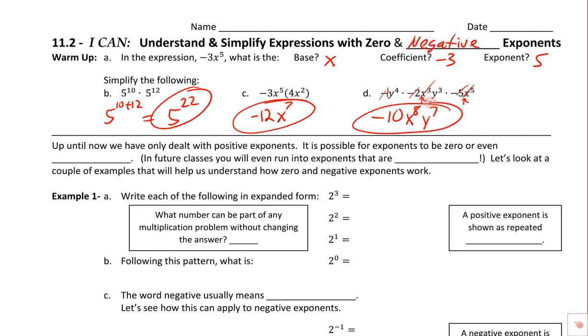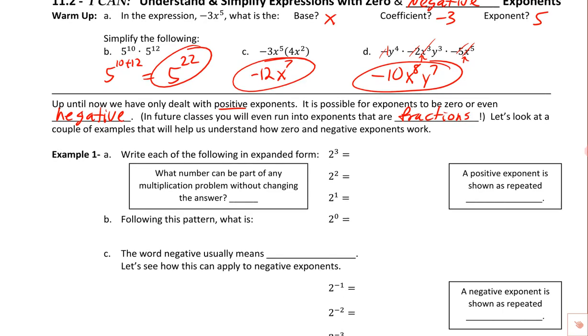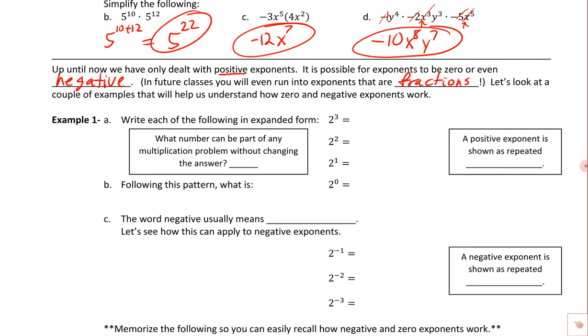Now, we have only dealt with positive exponents so far. It is actually possible for exponents to be 0 or even negative, and that's the goal of what we're going to do today. We're going to figure out how do we deal with 0 or negative exponents. Now in future classes, you're even going to run into exponents that are fractions, and those are crazy wild. They're really pretty cool. Right now we're just going to look at some examples and try and figure out how 0 works for an exponent and how negatives work for exponents.